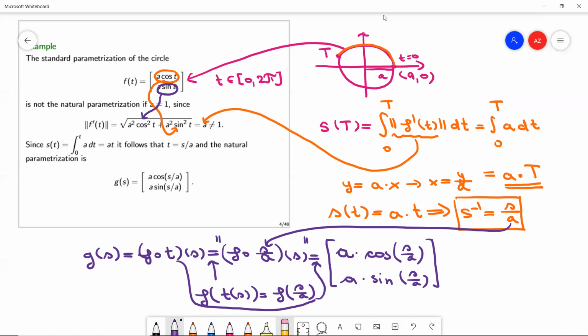So the next topic is curvature. We would like to measure by what amount the curve deviates from being a straight line.